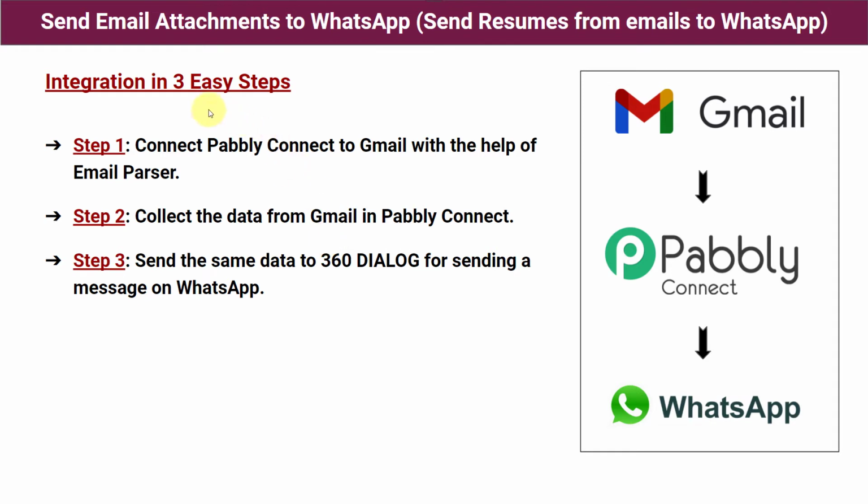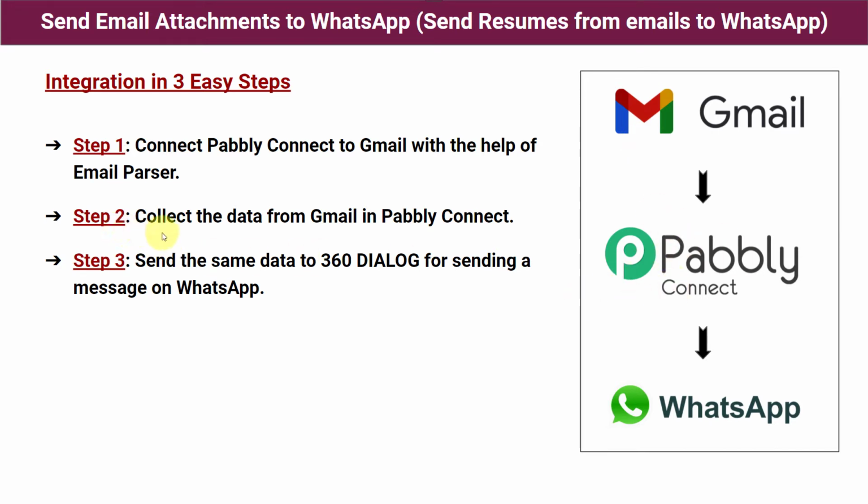So guys, these are the 3 easy steps by which you can also make this integration or connection between Gmail and WhatsApp. So step 1 is Pabbly Connect to Gmail with the help of email parser. First of all, we are going to open Pabbly Connect, and with the help of a function called email parser by Pabbly, we are going to attach the Gmail account on which we are going to receive the resumes to Pabbly Connect.